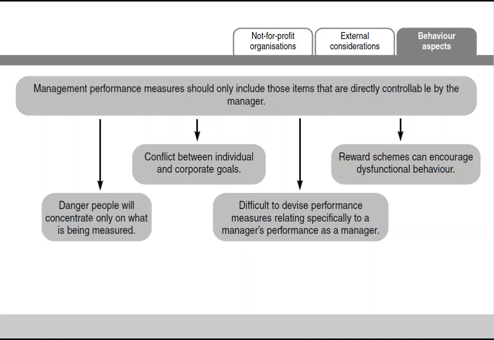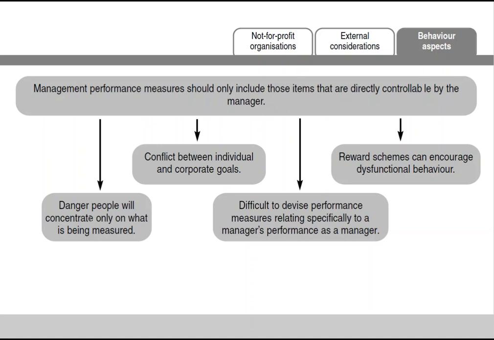A conflict between individual and corporate goals may be departmental, for example. A department has a specific goal. They want to achieve that goal, even if the goal of the whole organization is not achieved. It is difficult to devise performance measures relating specifically to a manager's performance as a manager. It would be very difficult to measure whether a manager is a good manager or not if there aren't very good measures to measure his performance.